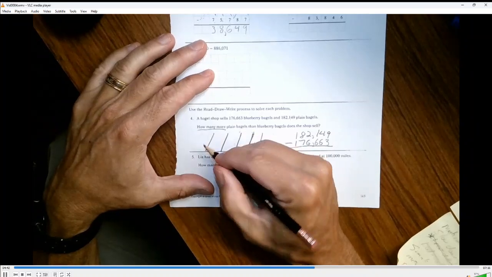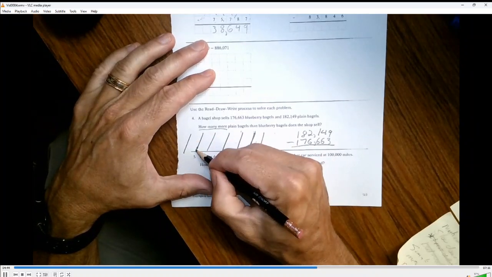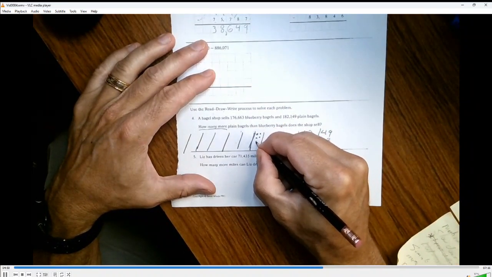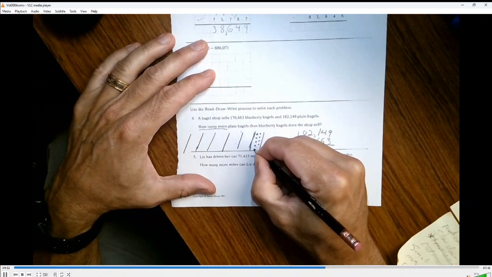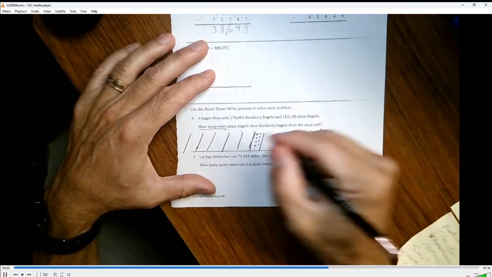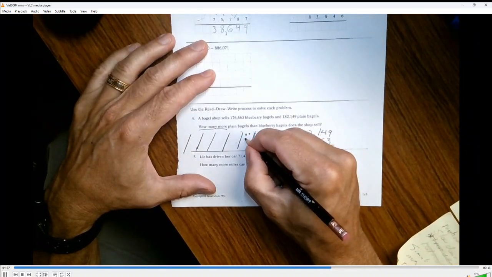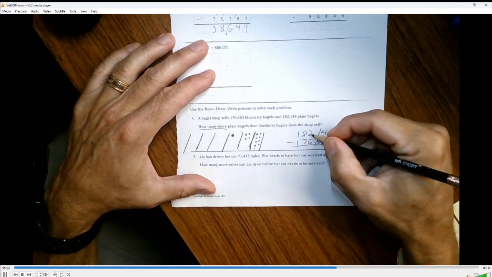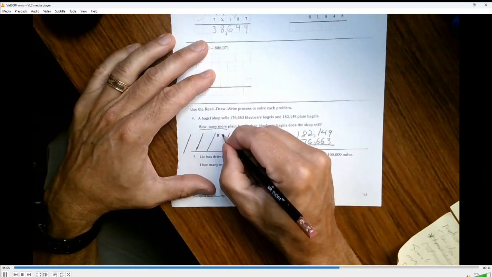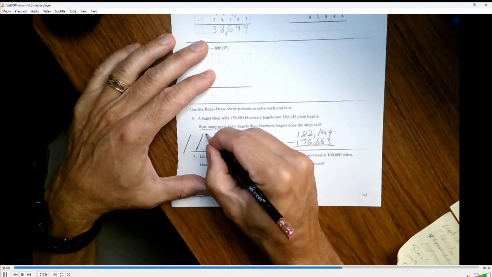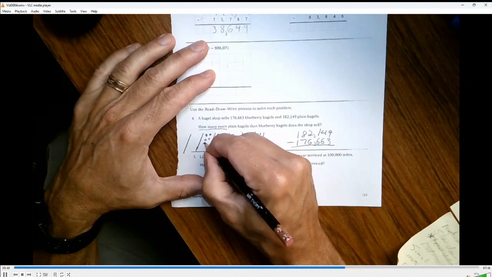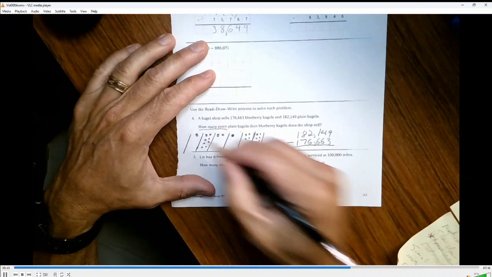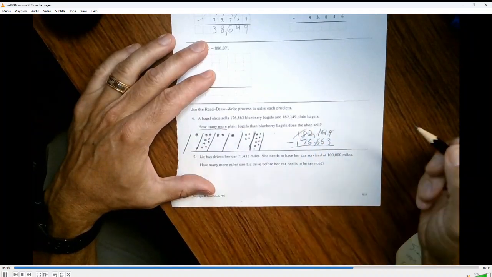1, 2, 3, 4, 5, 6. Right? So in the ones we have 9: 1, 2, 3, 4, 5, 6, 7, 8, 9. And in the tens we have 4: 1, 2, 3, 4. And in the hundreds we have 1 all by itself. In the thousands, we have 2. In the ten thousands, we have 8. And in the hundred thousands, we have 1. All right, so we're done with that number, right?